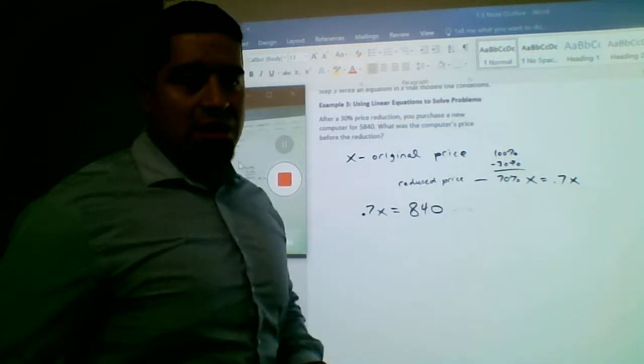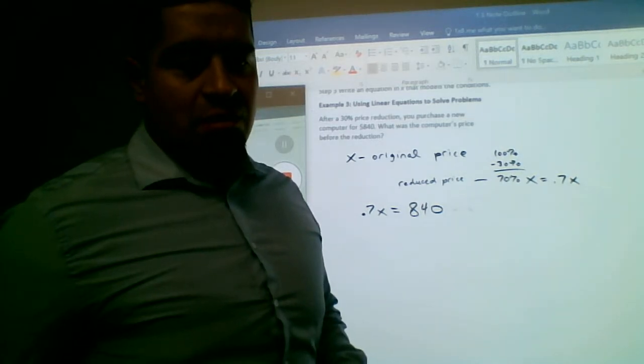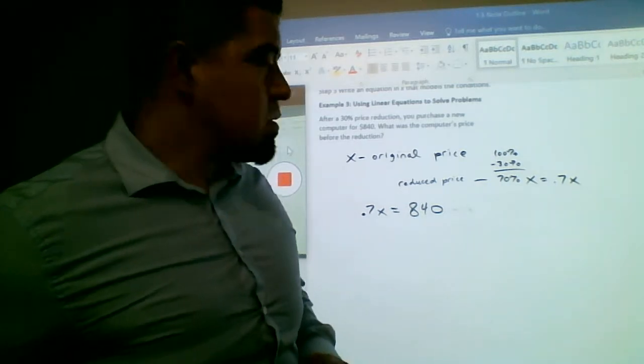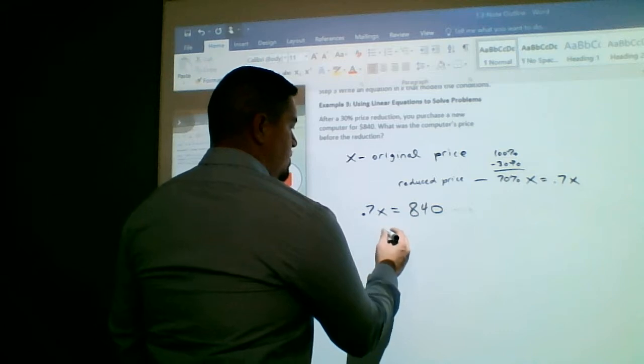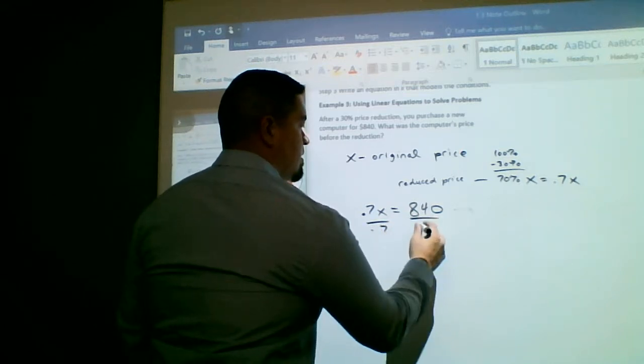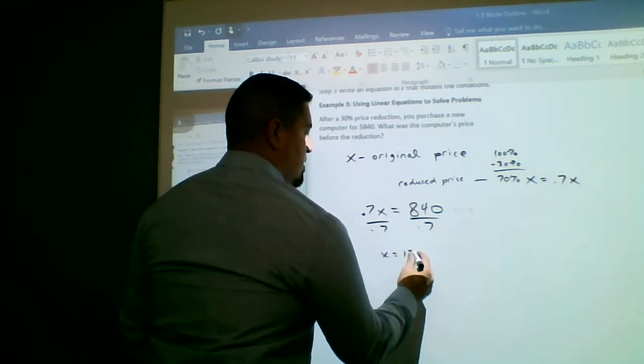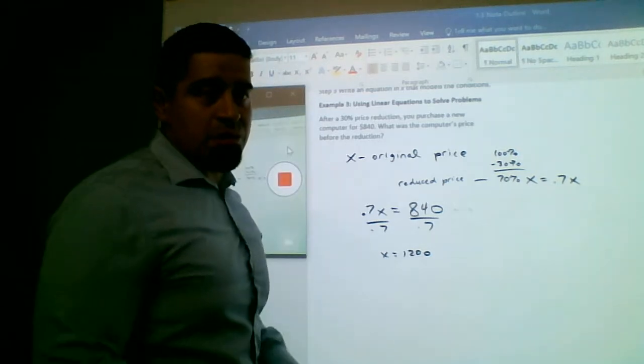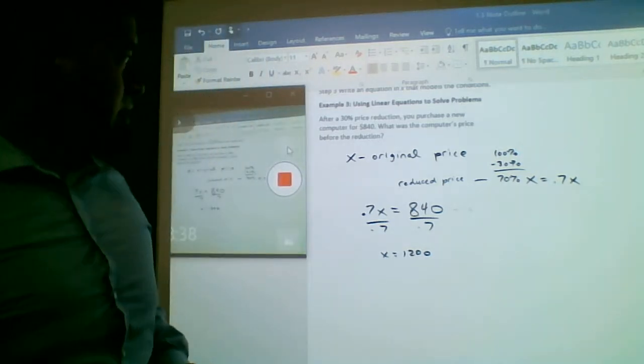So now simply you can solve this equation and you'll get your answer, which is 1200. So divide by 0.7. Again, feel free to use a calculator. You get 1200. And so this is the computer's original price before the price reduction.